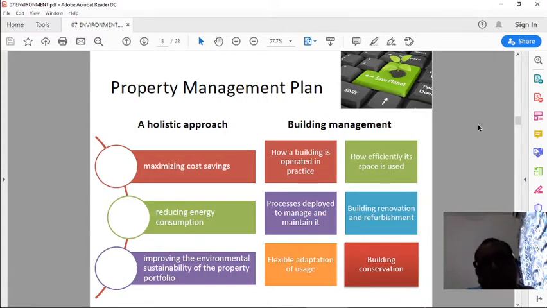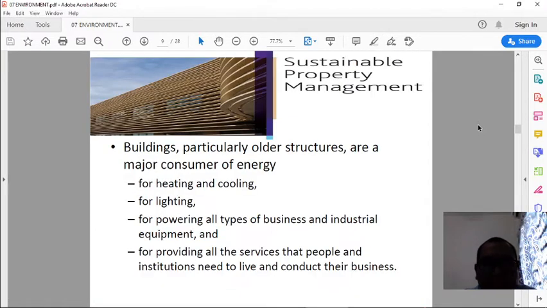If you try to redevelop, of course it will fork out massive resources and eventually affect the surrounding environments. Okay, so sustainable property management. Buildings, particularly the older structures, are a major consumer of energy. Maybe in the UNESCO case, of course, they consume a lot of energy, but the energy afterwards in rebuilding them is not needed. So we don't have to put up more resources afterwards.